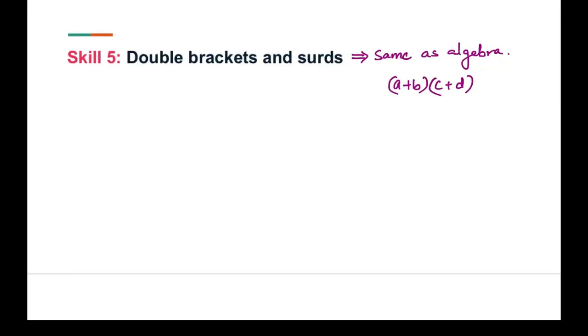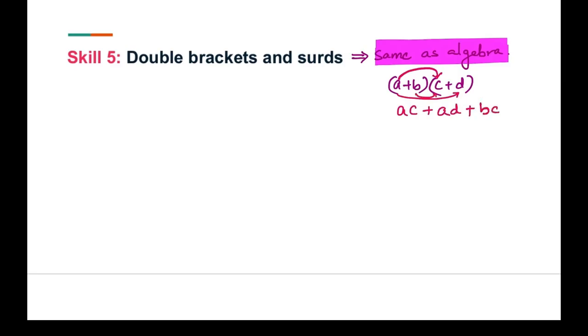Hi guys, so today we are doing double brackets in surds, alright, and it works the same as algebra. So as we solve double brackets in algebra, the same method is used here. Like you have in algebra, a plus b and c plus d, let us suppose. So we are going to do a times c, which gives us ac, plus a times d gives us ad, plus bc, plus bd, right? The same method is applied in surds.